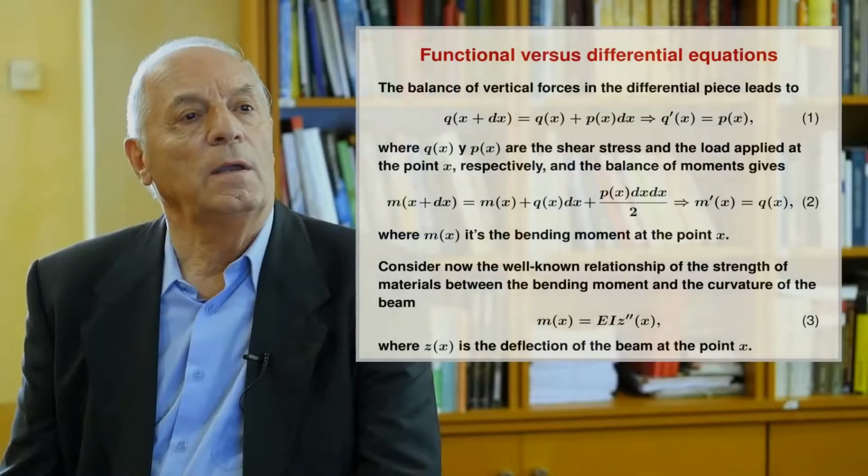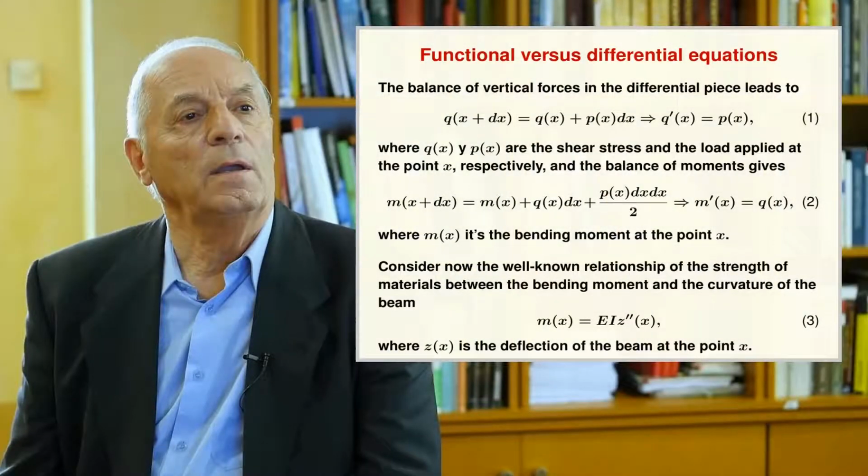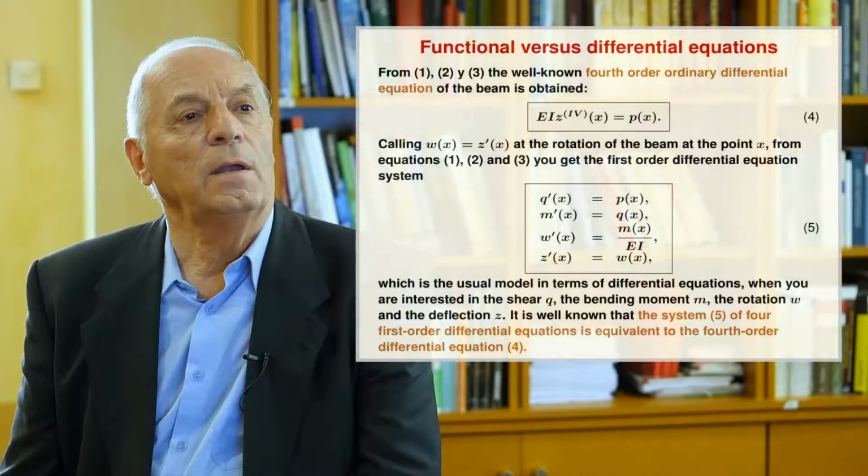The balance of vertical forces in the differential piece leads to equation 1, where Q and P are the shear stresses and the load applied at the point X respectively, and the balance of moments gives equation 2, where M is the bending moment at the point X. Consider now the well-known relationship of strength of materials between the bending moment and the curvature of the beam in equation 3, where C is the deflection of the beam at point X. From 1, 2, and 3, the well-known fourth-order ordinary differential equation 4 of the beam is obtained.